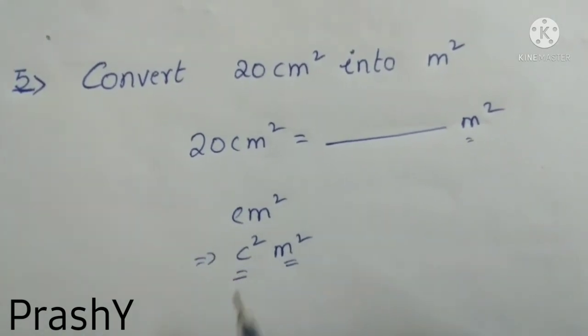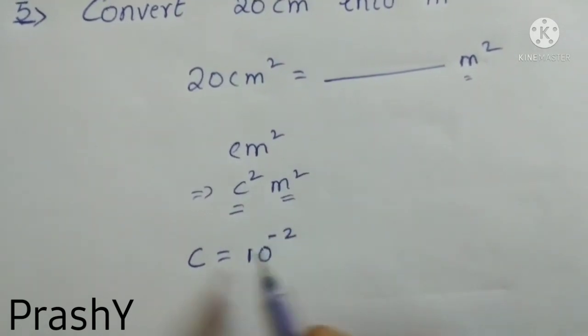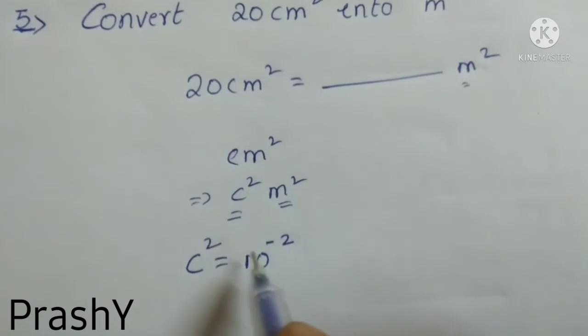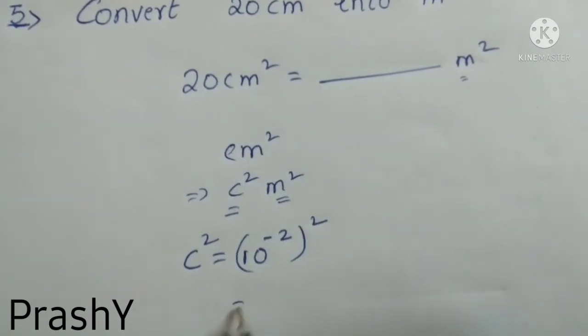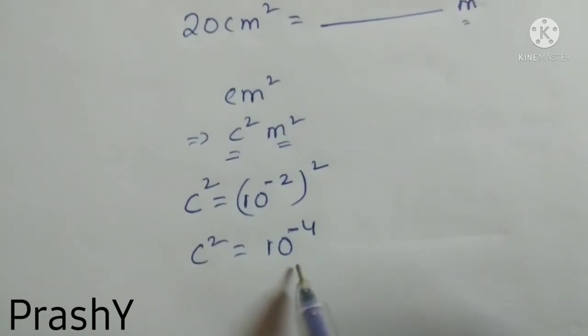Here we have centi square. You know the value of centi. Centi is equal to 10 power minus 2. So centi square means the whole thing to the power square. So you will get 10 power minus 4. So this is the value of centi square.